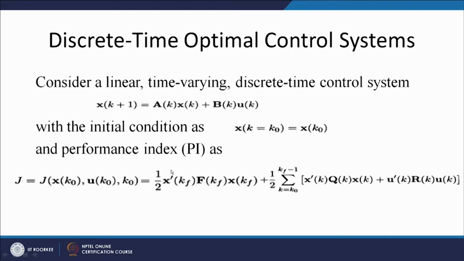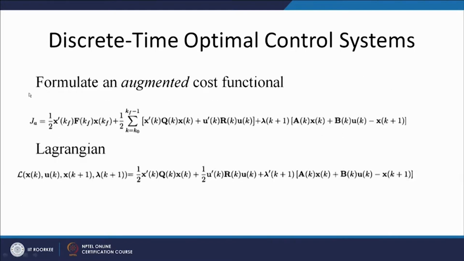So, the minimization of the J is the same as the minimization of the J. Here we are defining my Lagrangian as half of x prime Q x plus half of u prime R u plus lambda prime k plus 1 times (A k x k plus B k u k minus x of k plus 1). So, this is defining my Lagrangian.